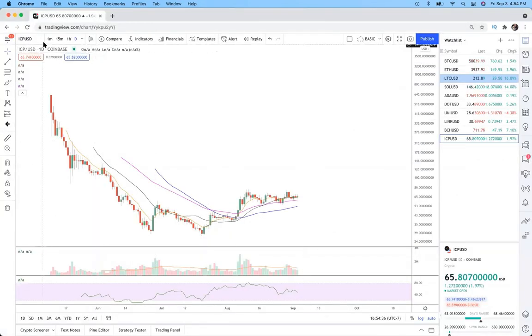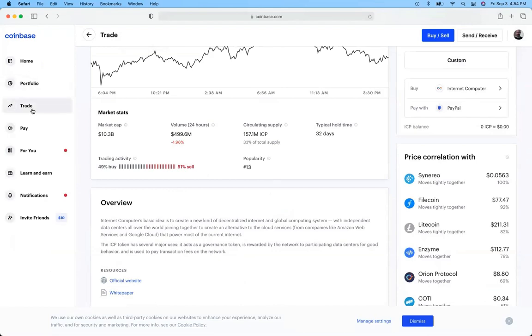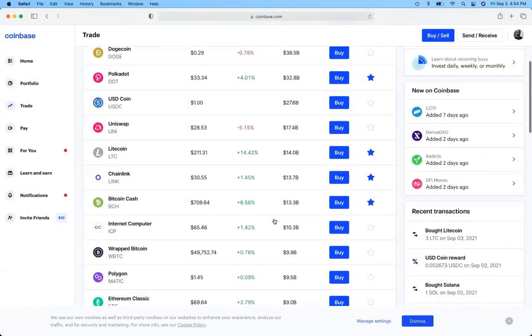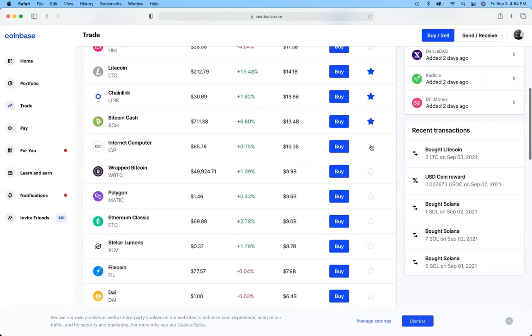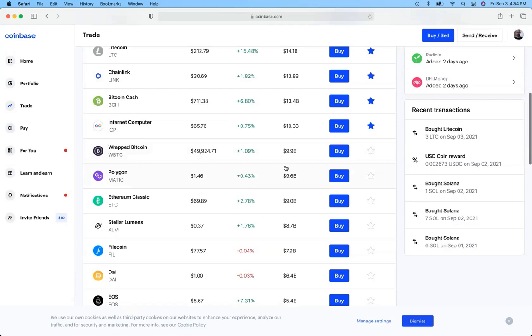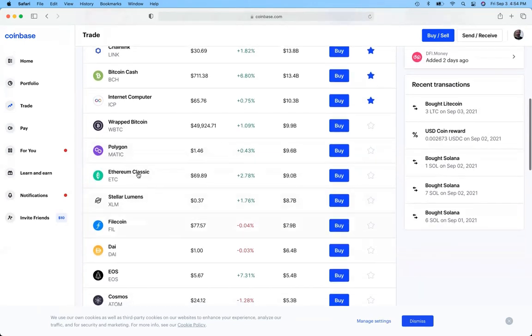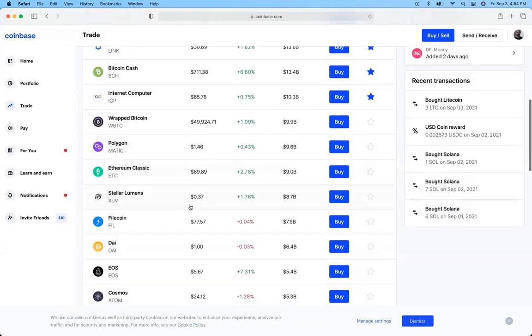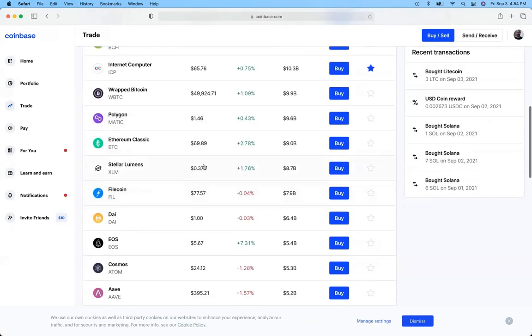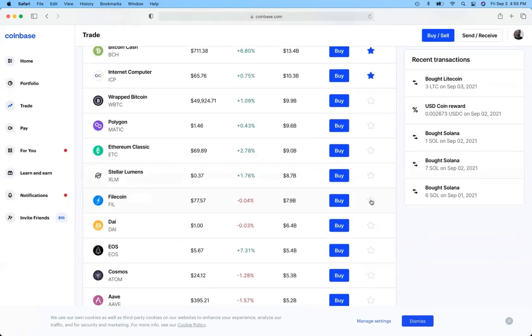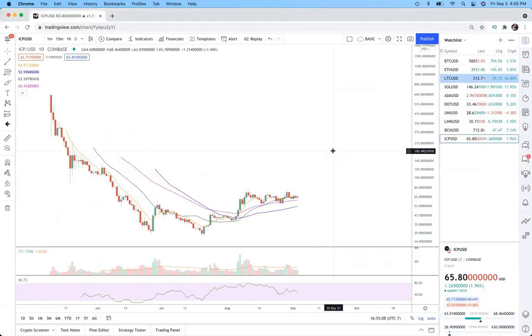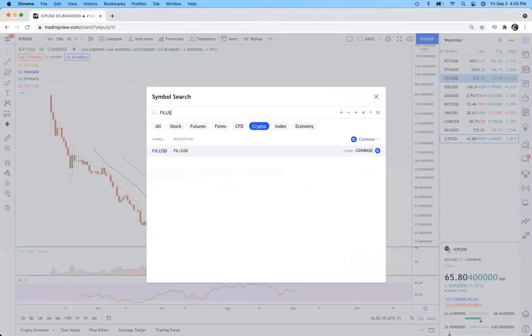All right, and then let's see if there's something else. We'll go back to trade. So that was down here. Okay, this one is too expensive. Wrapped Bitcoin. Polygon is new to Coinbase, but I'll pass on it for now. It's Ethereum Classic. It's okay. Let's look for something else. Filecoin. I saw it a few days ago. It looked interesting. I don't remember why, but let's look it up. So the ticker is FIL USD.